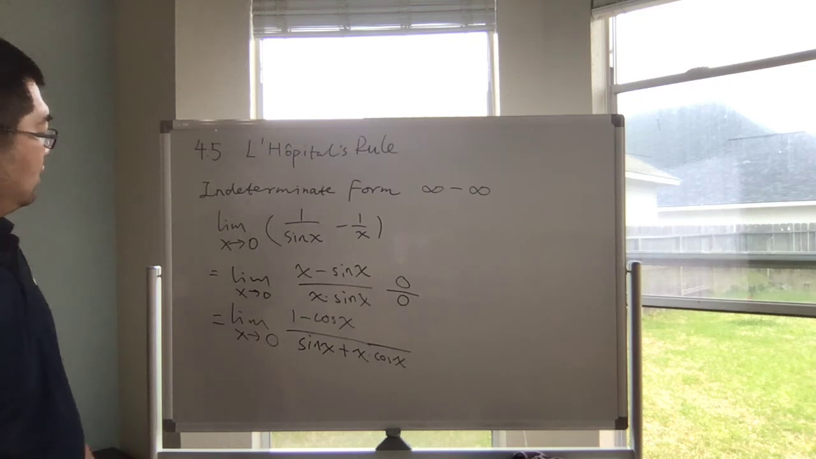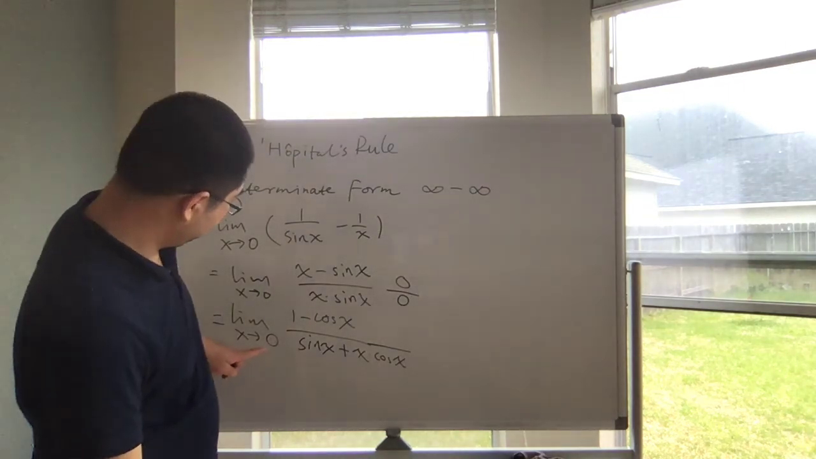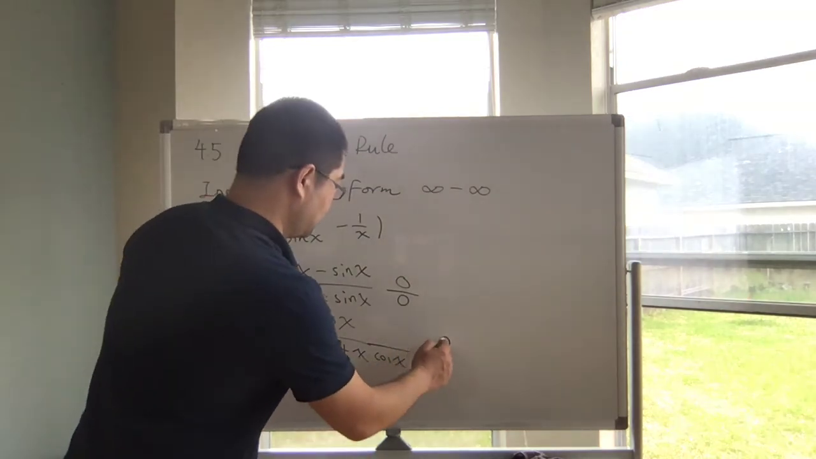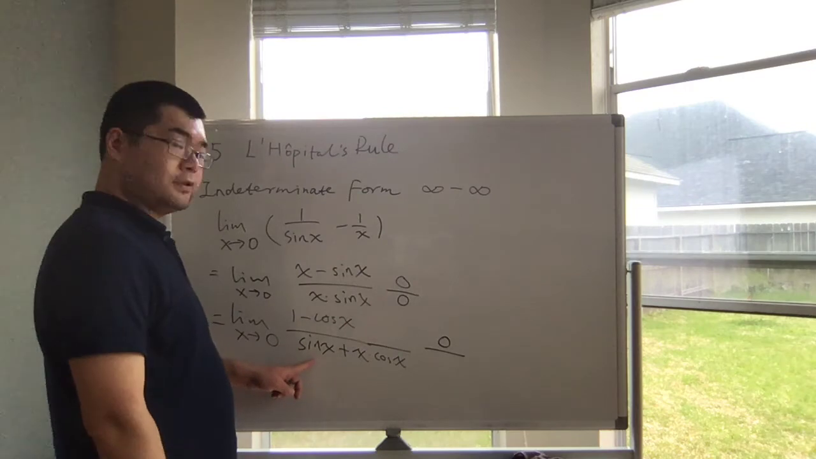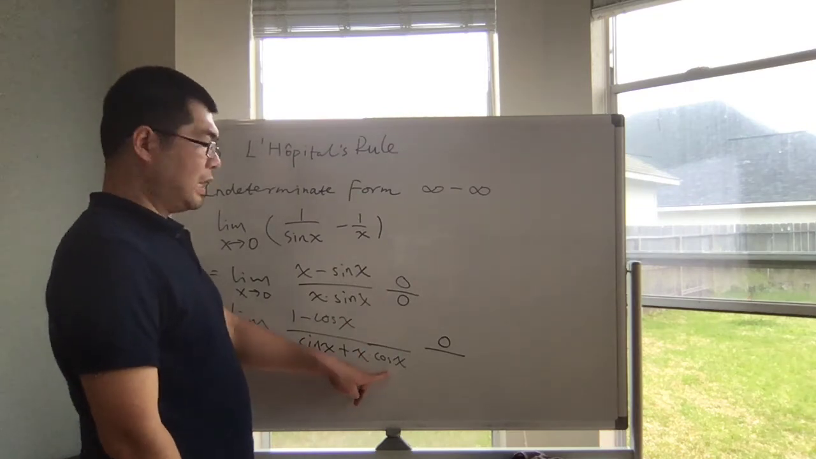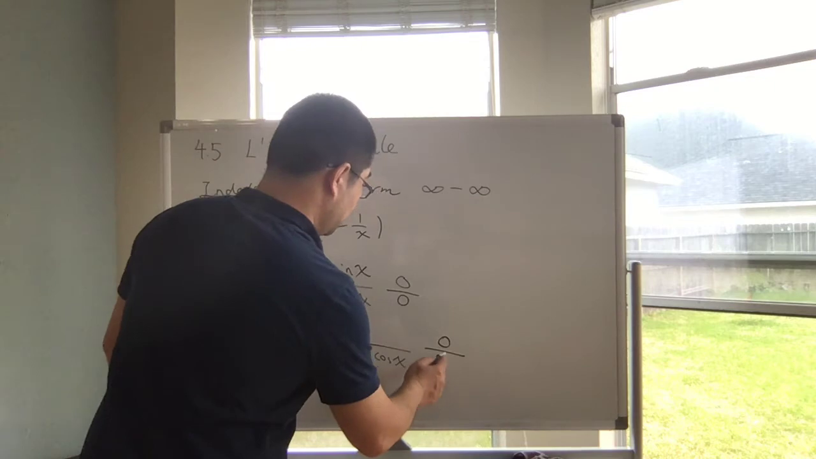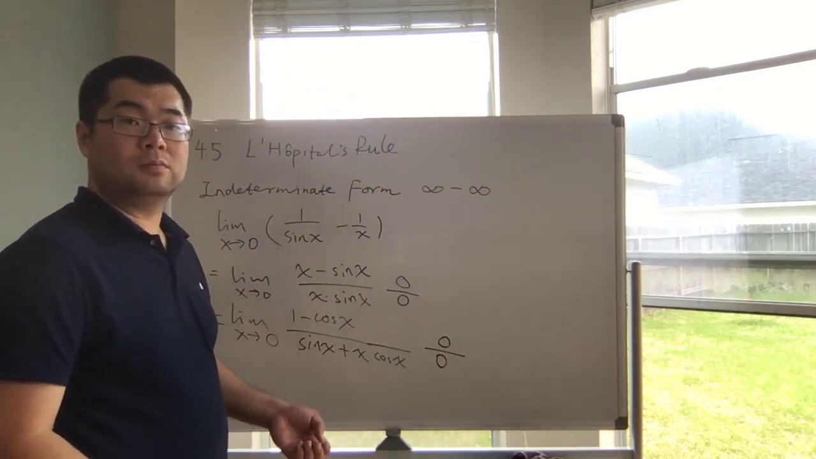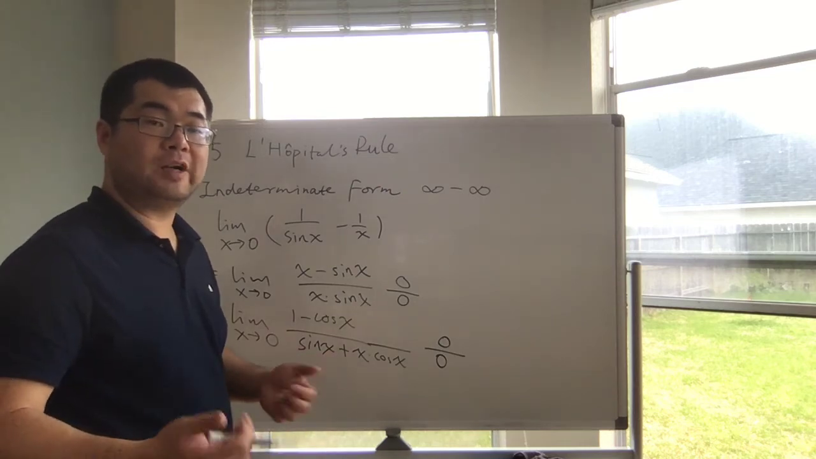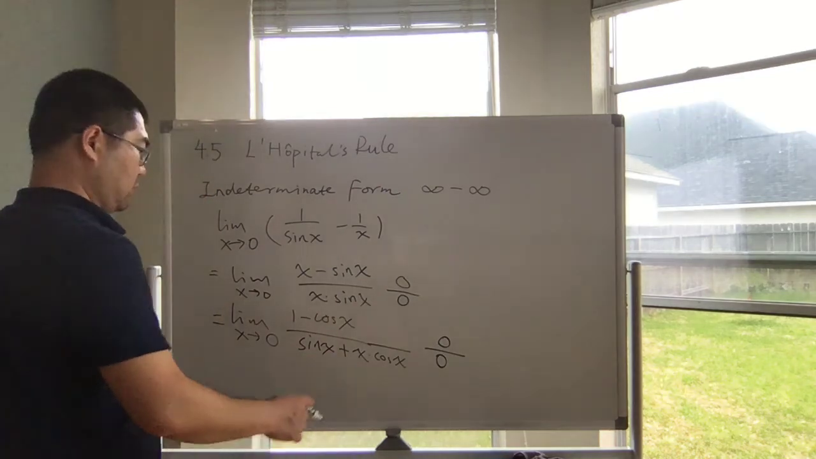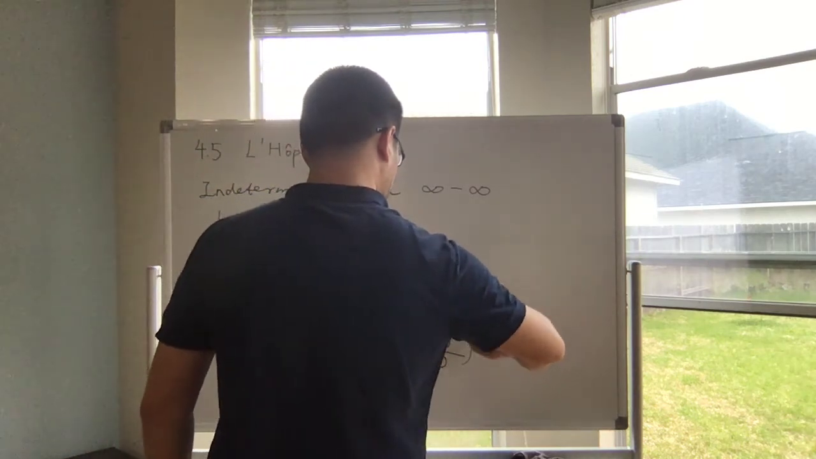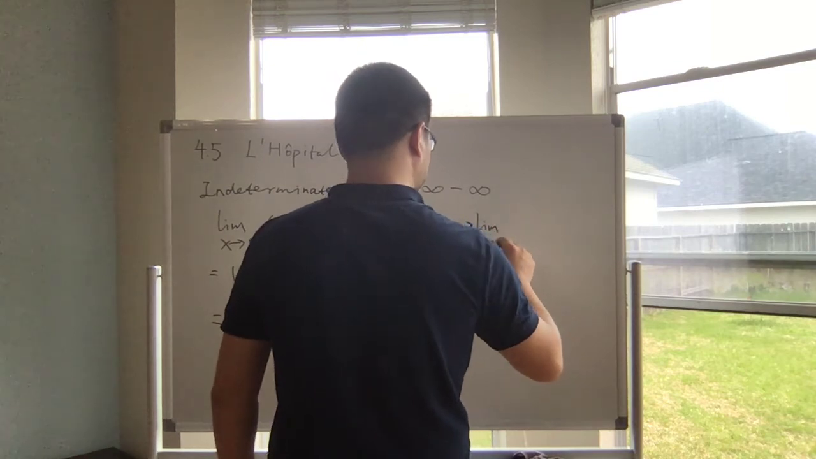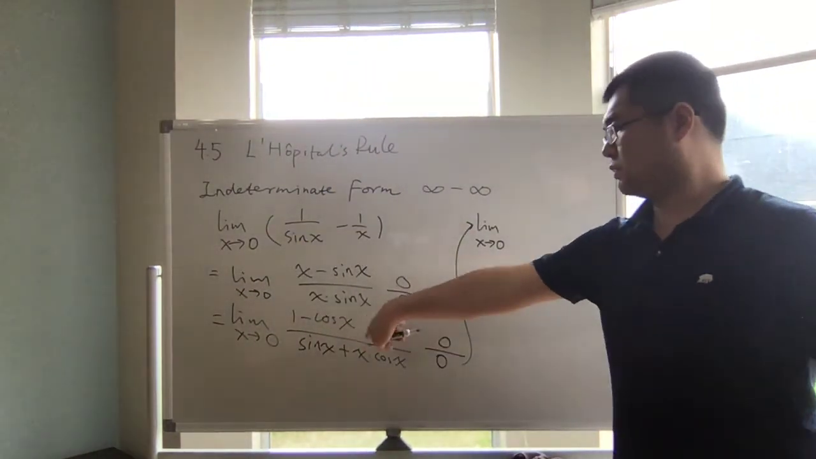Now let's see what happens. So if we plug in, guys, you see 1 minus cosine 0, which is 0 on top. Bottom, sine of 0 is 0 plus 0 times 1, which is also 0. So we still have a 0 over 0 type. What should we do? Apply L'Hopital rule again. Okay, so maybe let's write this way. Limit as x approaches 0.